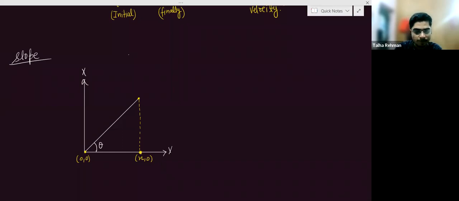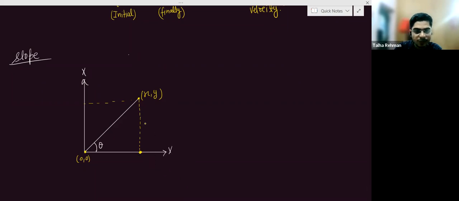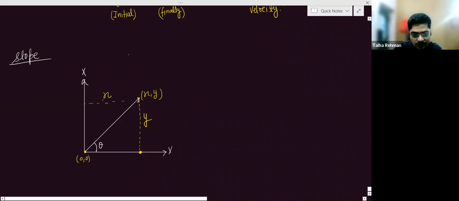And this is basically the x comma y coordinate. So this distance will be your y distance, and this distance will be your x distance. If this distance is x, these both lines are parallel and equal, so this distance will also be x.